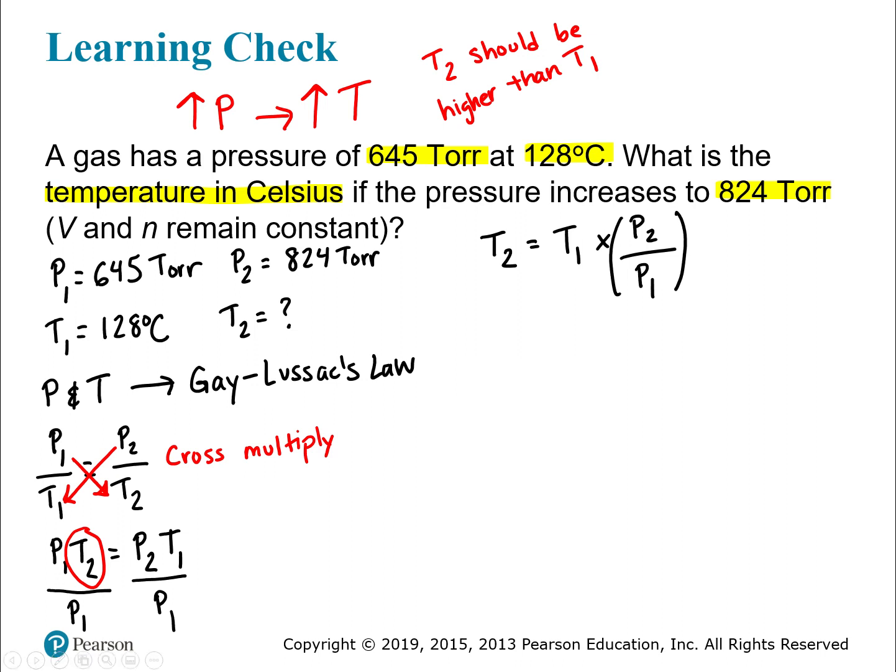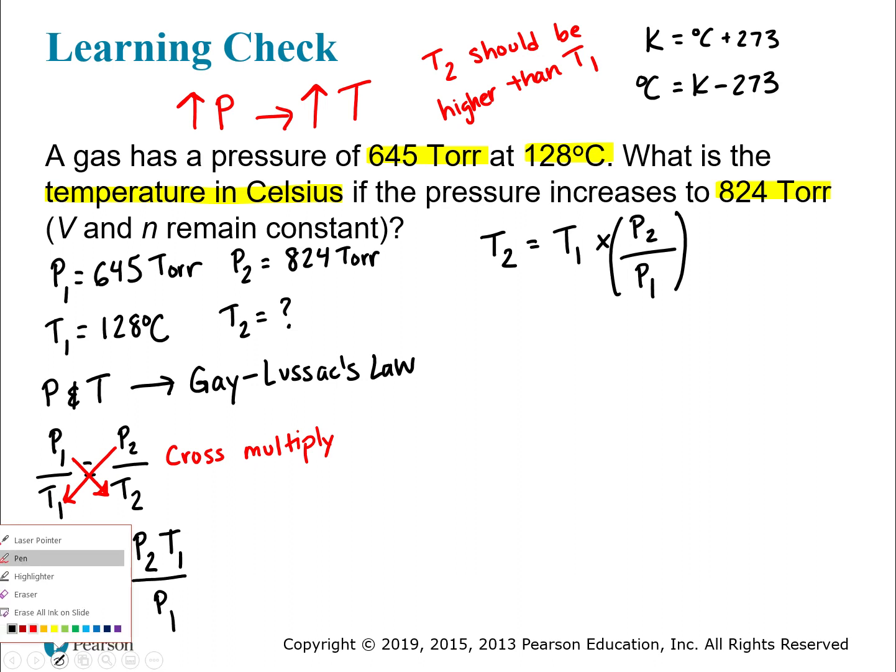Once again, we have a temperature in degrees Celsius. We can't use Celsius in gas laws. We're asked to give an answer in degrees Celsius, so we'll have to convert back after we do our calculation. When you add 273 to our Celsius temperature, T1, you get 401 Kelvin. That's the value we'll use in our equation.